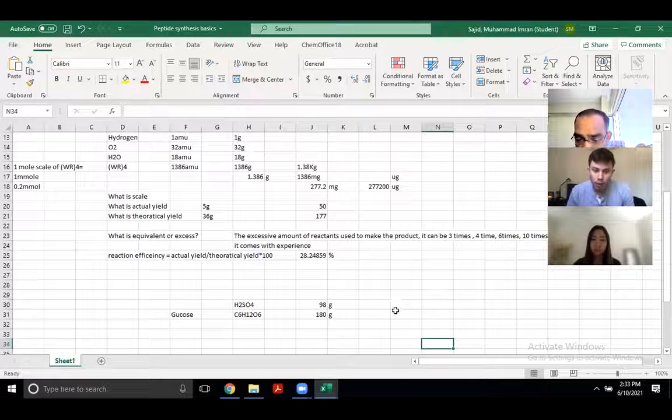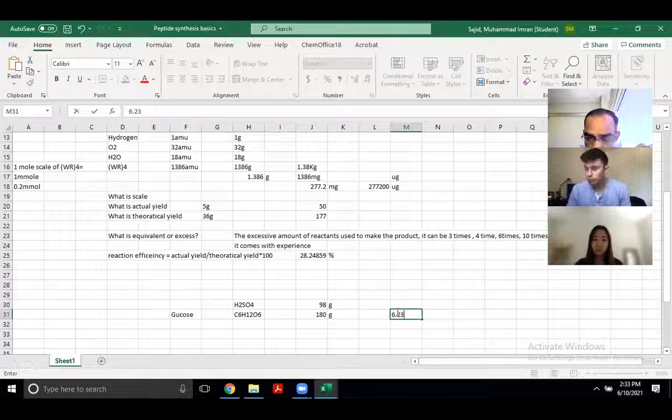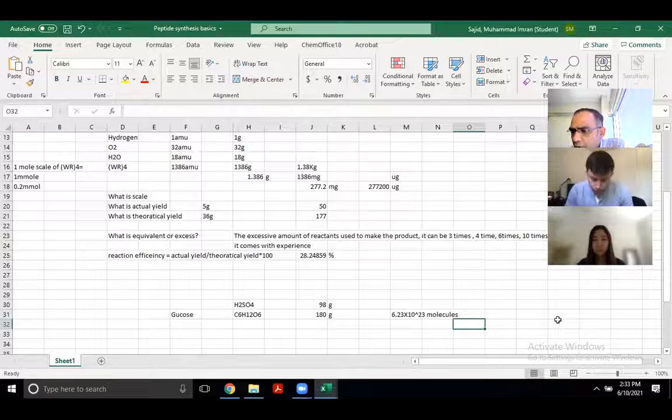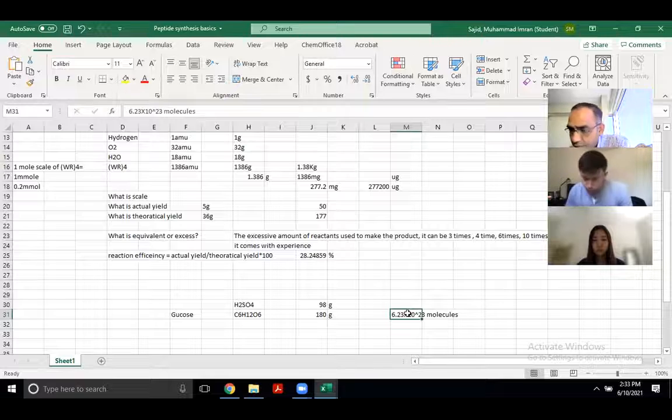And these 180 grams have 6.023 into 10 raised power 23 molecules. And that is called Avogadro number. But it is not our topic at this moment. 1 mole of any substance has this number of molecules, atoms, whatever we say. Got it?